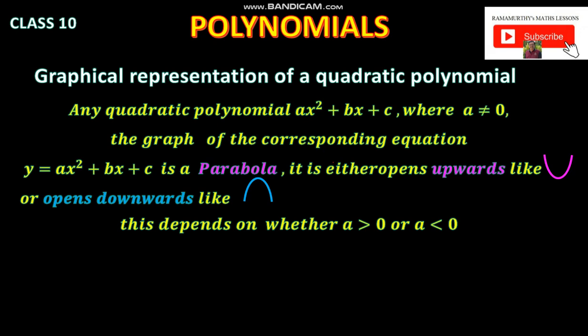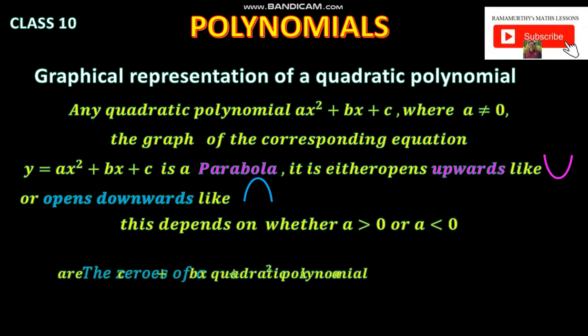That means a is greater than 0, a positive number, or a is less than 0, a negative number. So depending on the positivity or negativity, the shape of the graph is a parabola, either opening in the positive direction of the y-axis, or in the negative side of the y-axis.